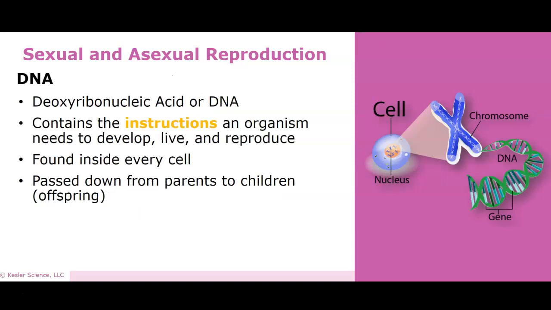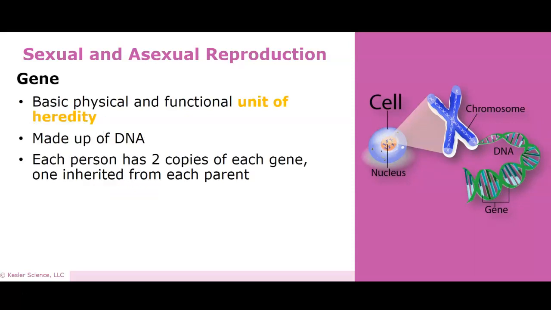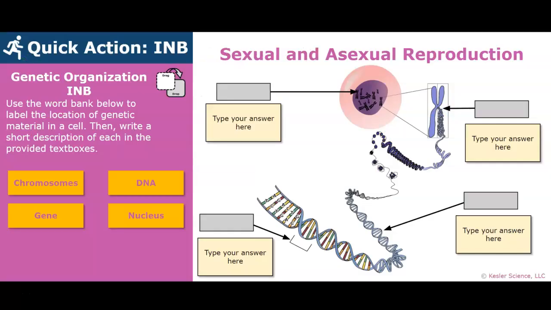So we have DNA that's called deoxyribonucleic acid, short DNA, and that has the instructions for how the organism will develop, live, and reproduce. It's in every cell and it's passed from parents to children. The gene is made up of DNA. Each person has 2 copies of each gene, where you get 1 from each parent.